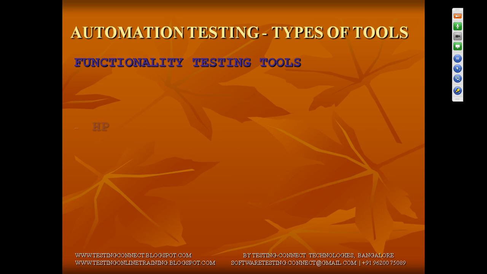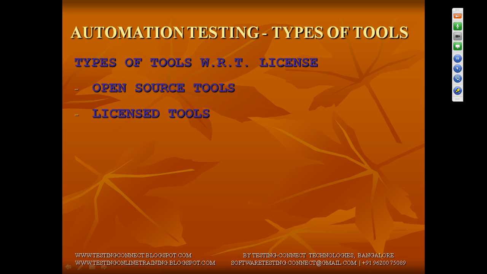Majorly in the IT industry, three companies were providing functionality testing tools. Whatever we are discussing, these are licensed tools. Yesterday I told you there are two types of licenses: open source tools and licensed tools. Open source tools means you don't need to invest your money. You can use them free of cost. You can download the automation tools from the internet and directly use them. So those are open source tools.